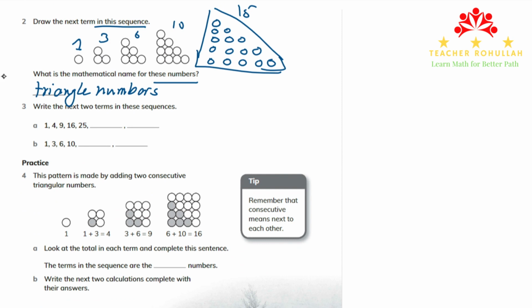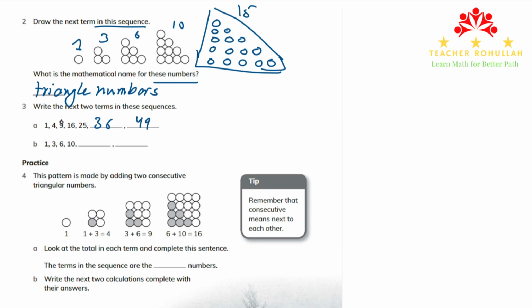Okay. Question 3 says, write the next 2 terms in these sequences. The first sequence, which is sequence A, is square numbers. And the second one is triangular numbers. So in part A, we have 1, 4, 9, 16, 25. So the next square number is 36. And after 36, we have 49.